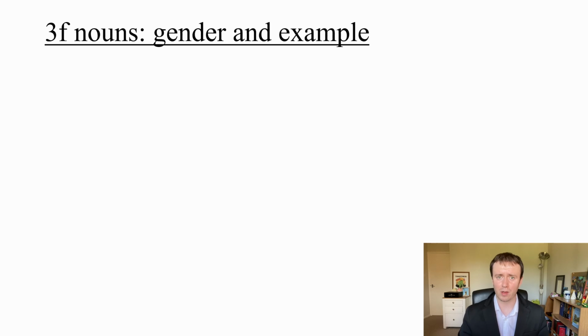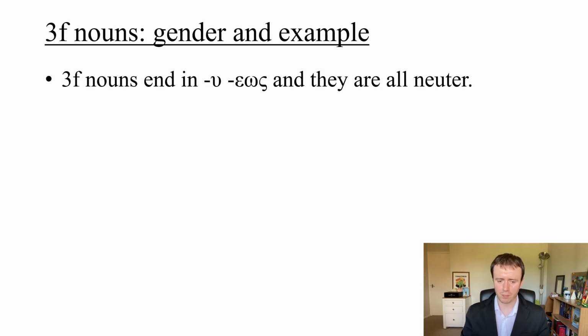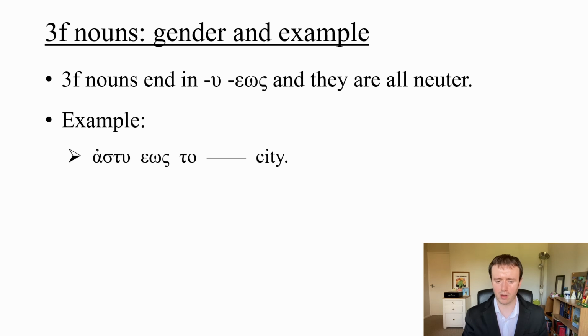Okay, finally, we are going to talk about 3F nouns in greater depth. As a reminder, 3F nouns end in u in the nominative singular and ors in the genitive singular, and they are all neuter. The example, which we've already seen, is astu, meaning city, and we are going to be using that as our paradigm.